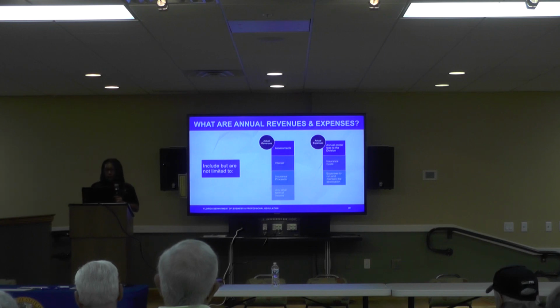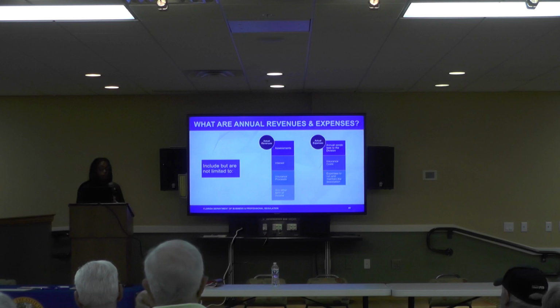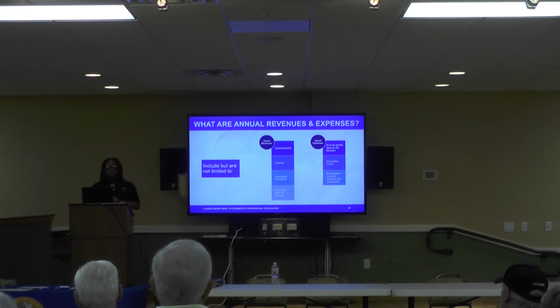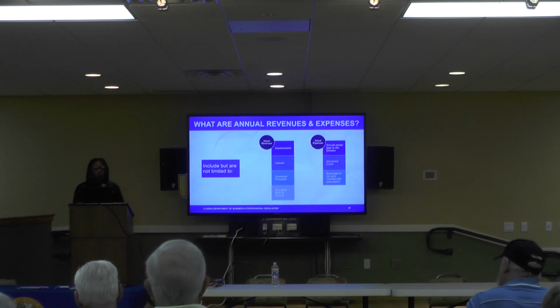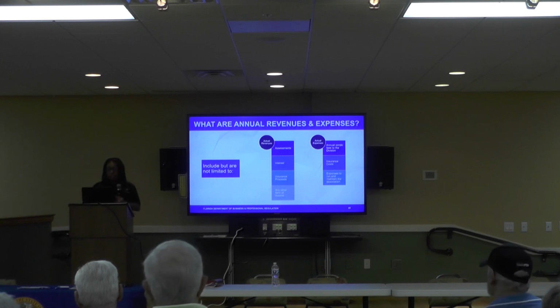So what are annual revenues and expenses? This may look similar to a budget, but now we're looking at what associations actually spent and received, and not just an estimate. The numbers may be more or less than what was projected for the budget, and this usually is collected through banking information to collect accurate data.